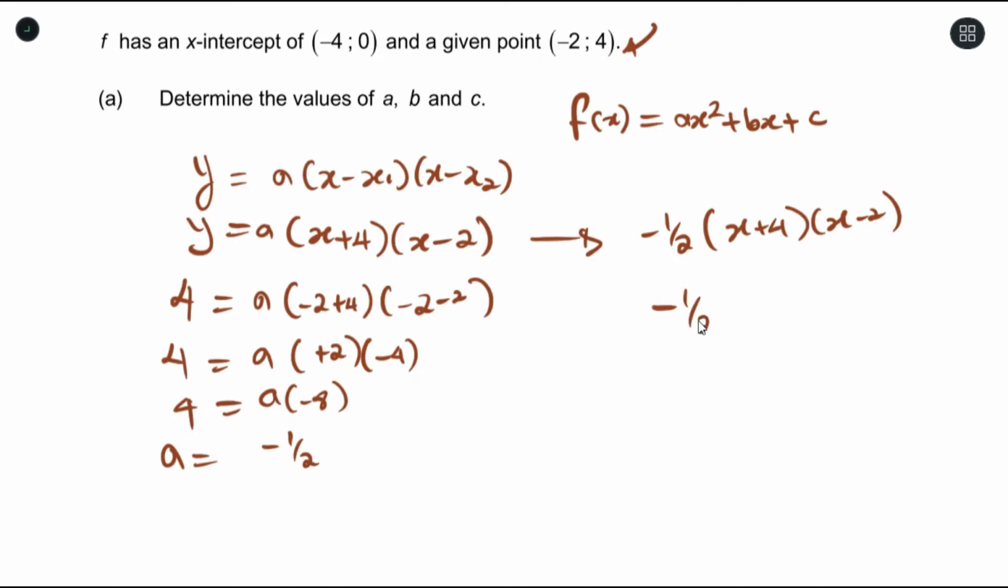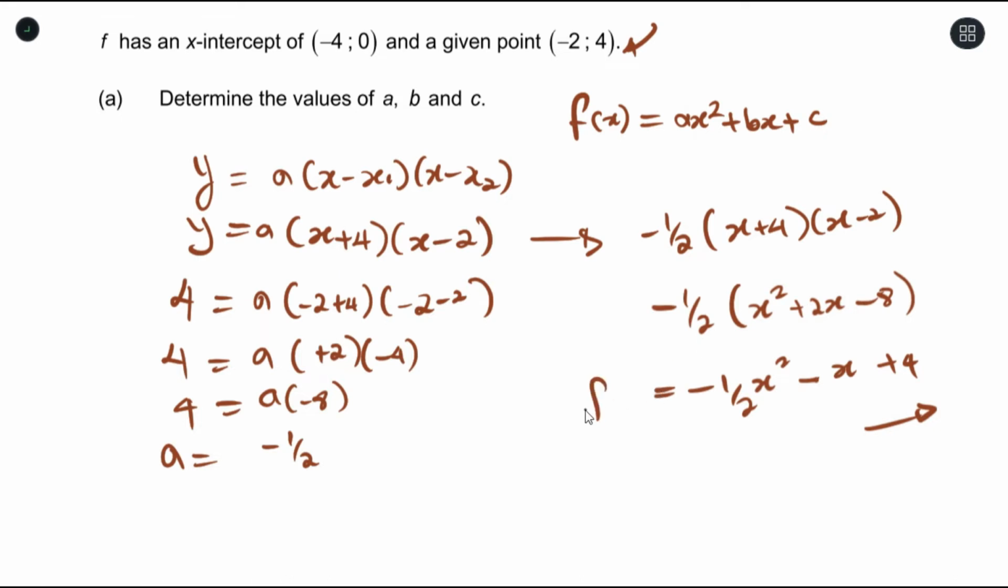Expanding the brackets is going to give you x squared plus 2x minus 8. And multiplying this will be -½x squared minus x plus 4. Okay, so that will be your equation for f(x). So obviously, that's your a, that's your b, and 4 is your c. That's it.